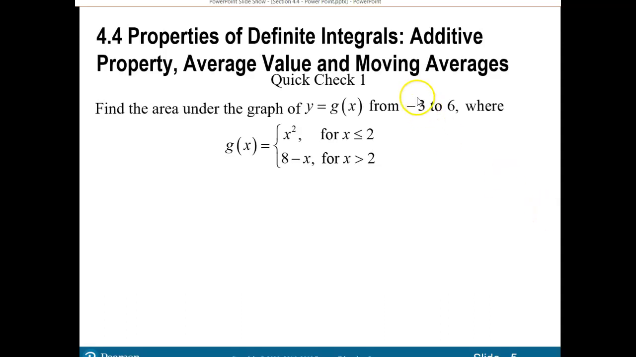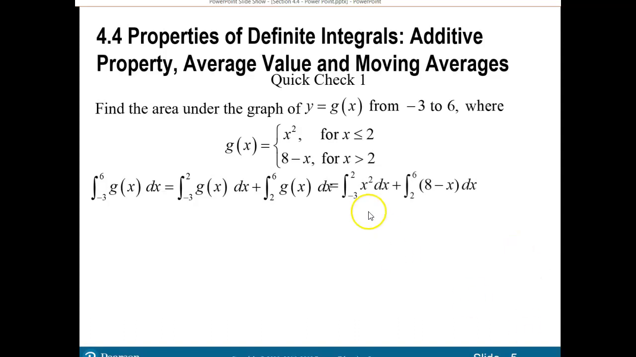So if I'm going to integrate from -3 to 6, 2 is in that space. So I'll have to go from -3 up to 2 using this as my function, and then go from 2 to 6 using this definition as my function. So -3 to 2, then from 2 to 6, because we split it at 2, because that's where it splits. Between -3 and 2, in other words for x less than or equal to 2, we're using x squared. And then from 2 to 6, where x is greater than 2, I'm using the 8 minus x.